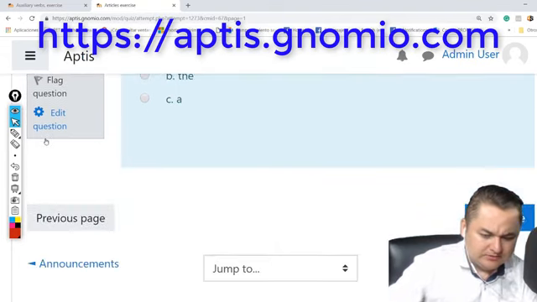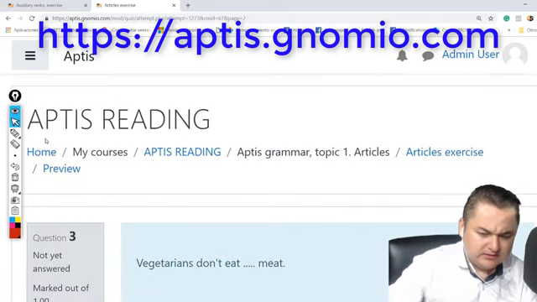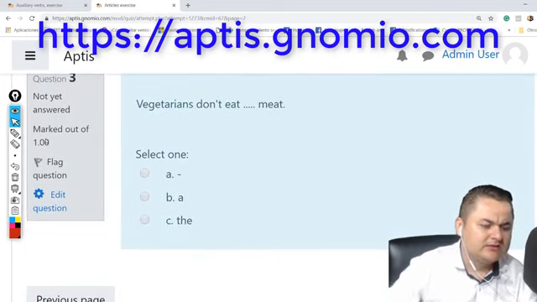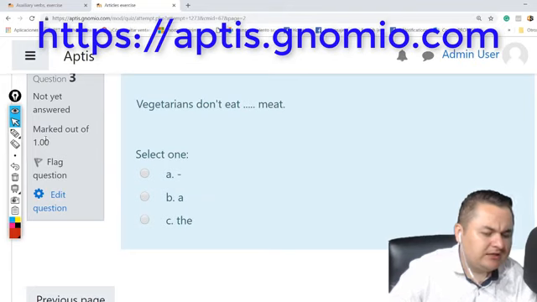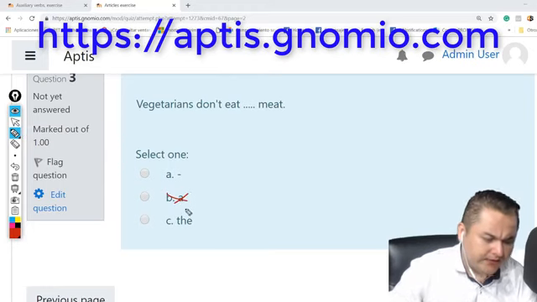Now I'm going to continue here with next. I am going to do next. It says vegetarians don't eat, and again, meat. If I add an S, it will be like meats. It doesn't make any sense in this case, so I am going to rule this one out.